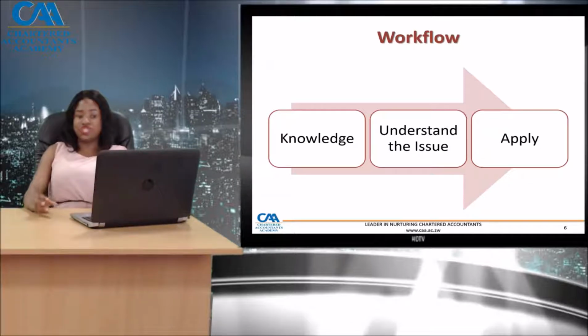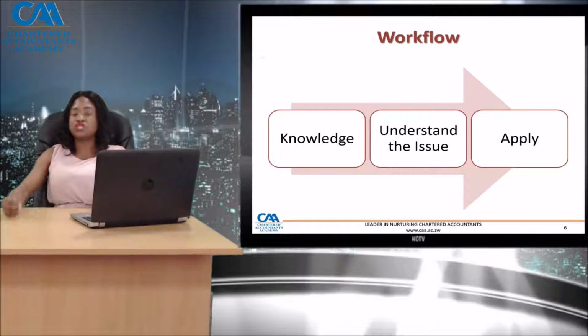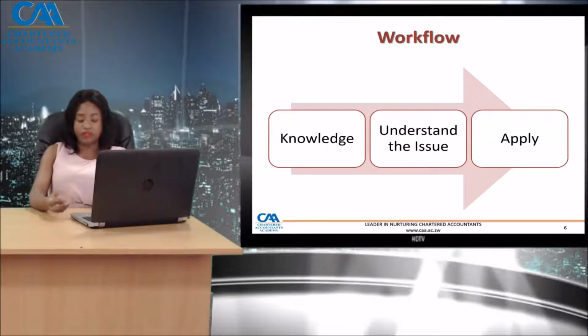So, ladies and gentlemen, every time you are dealing with a transaction, even when you are studying, refer to this workflow. Do I have the knowledge to deal with this issue? Have I understood the issue? And am I able to apply it not only to this current issue, but even to various issues which will be coming out from the same problem, if I may say.